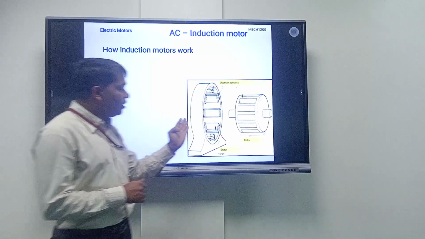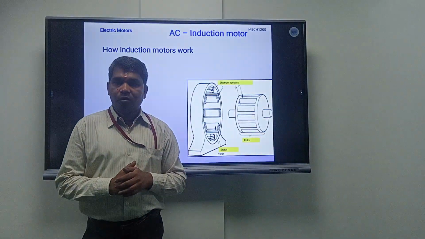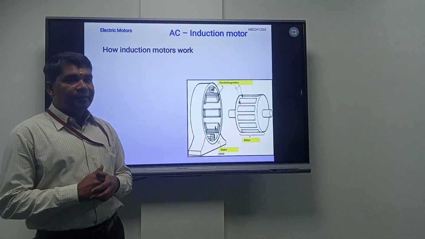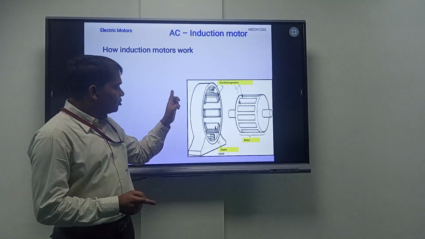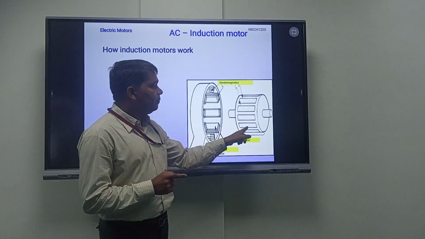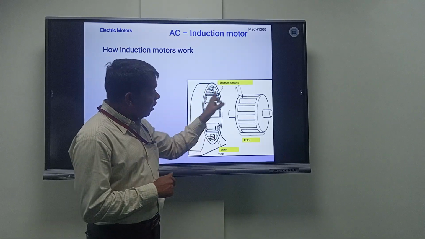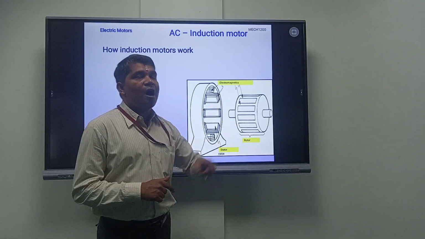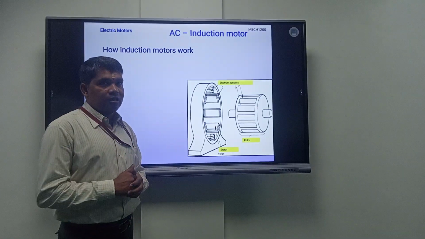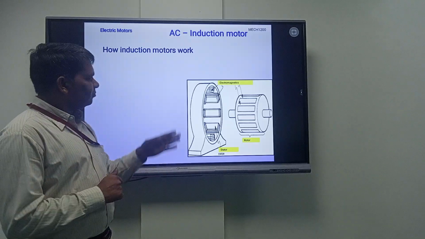By the induction principle, the EMF is induced in the rotor due to the stator, and this is how the machine works. So it cannot run at the same speed. The rotor speed cannot be the same as the stator field, but the rotor will rotate at a speed lesser than the stator. Under running conditions, the rotor will have a different frequency. The rotor will not have the fundamental supply frequency. That is the major difference between the transformer and this induction motor.